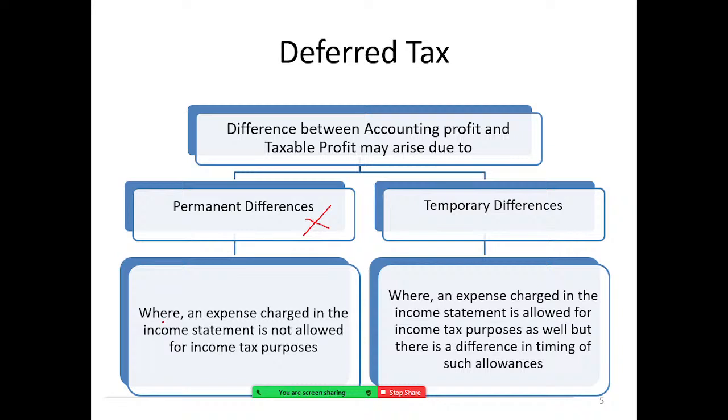Can you say some other examples for permanent differences? It means what are the other expenses that cannot be deductible as an expense when arriving at the taxable profit? Can you say some examples? I can say donation, fine, penalties, legal expenses. Then what else?